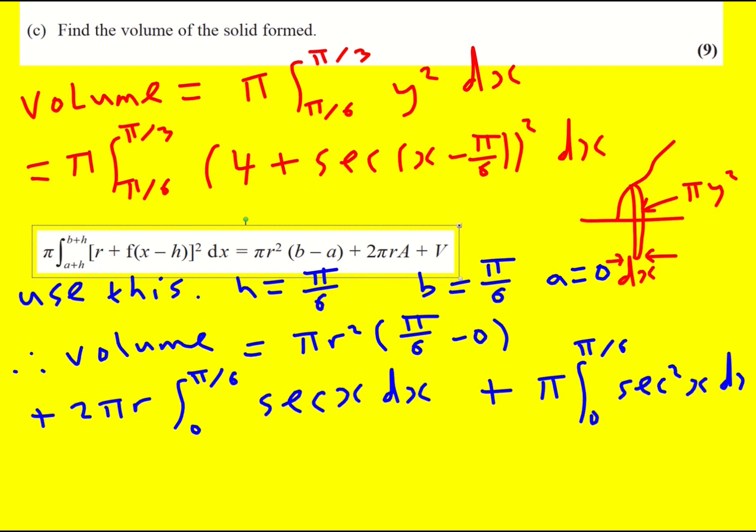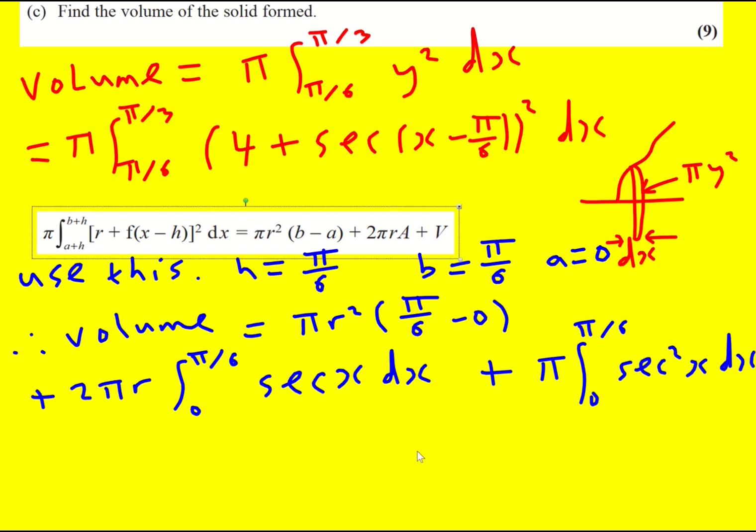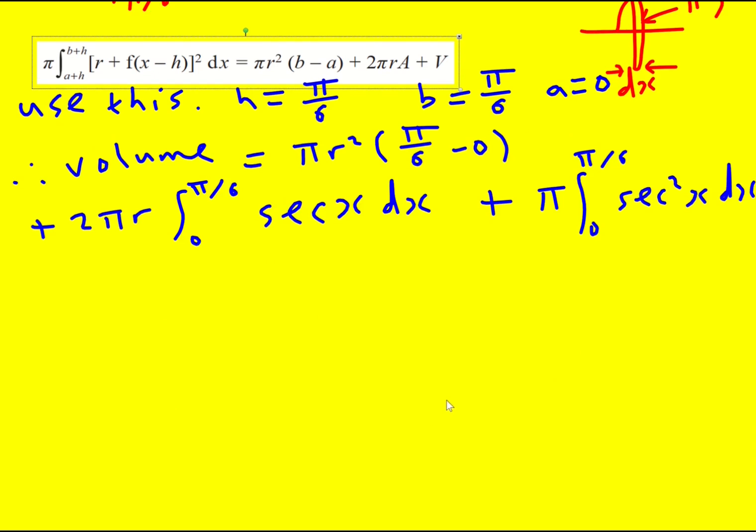Now, like I said, I'm just going to say this one more time. You don't have to do this. It just looks a lot nicer than if you start expanding this bracket and having to integrate sec of x minus pi over 6 all squared, etc. We've already dealt with a lot of the integral from what we did previously, so this is looking a lot nicer. Let's focus on one part at a time.